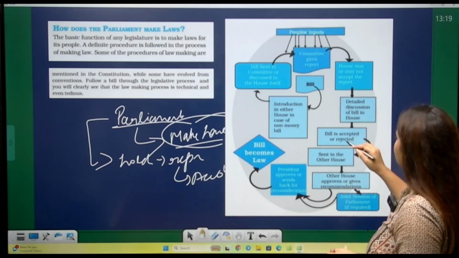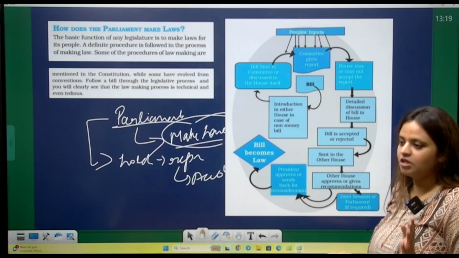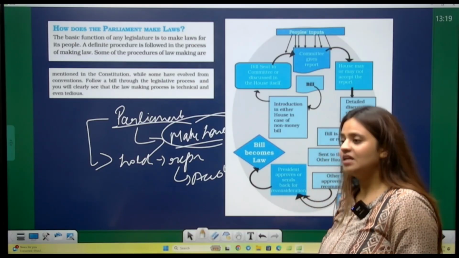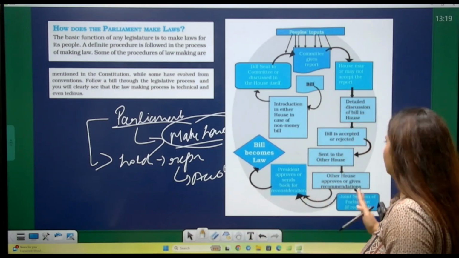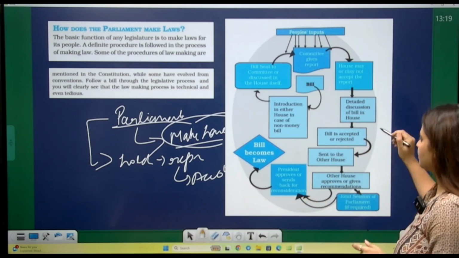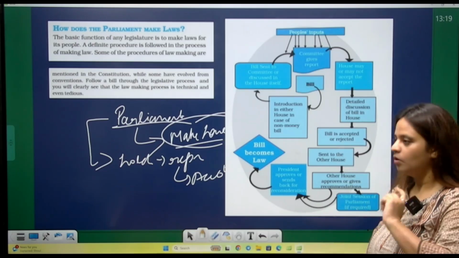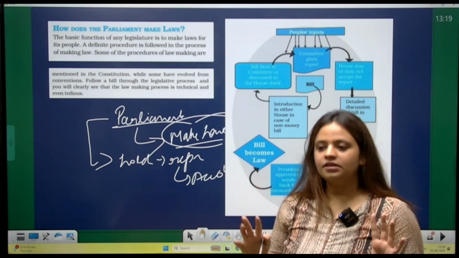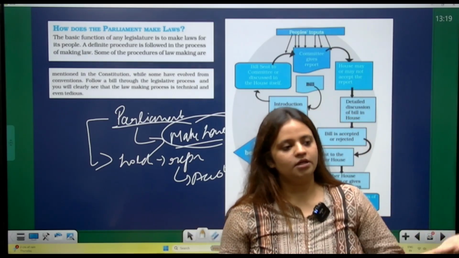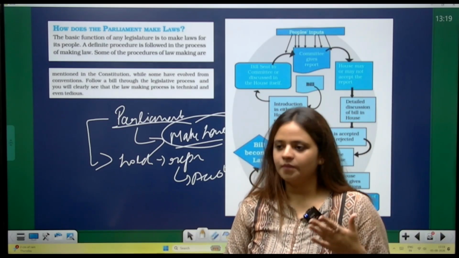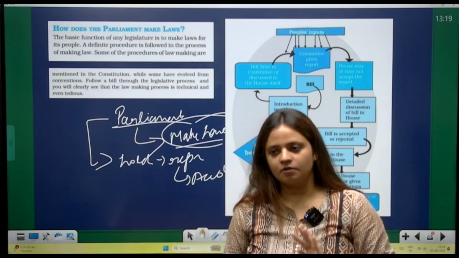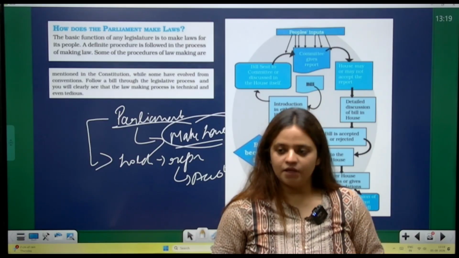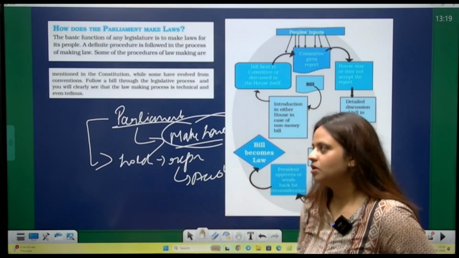Next, the bill is accepted or rejected. The bill is either accepted or rejected after discussing its provisions and its impact. Then the bill is sent to the other house. Suppose it is introduced in the Lok Sabha, and then it is given to a committee where the discussion of the bill goes on. Then the committee gives a report to the house, and there is a further discussion on the bill itself, and it can be either accepted or rejected.